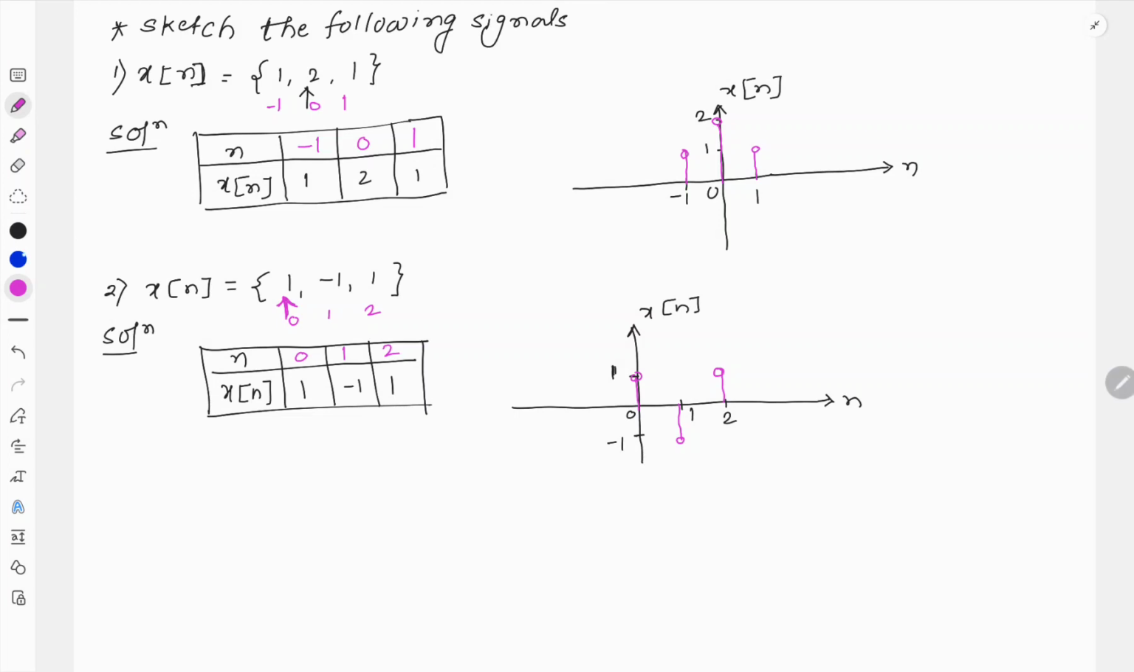So always remember here, whenever arrow is not given, we have to assume that arrow is at first element. The remaining steps remain same, and we are going to draw perpendicular lines of that corresponding amplitude at given indices. In this way, we can sketch the discrete signals.